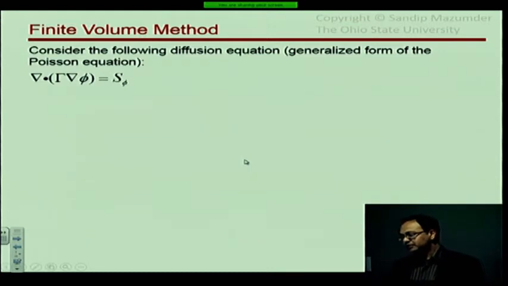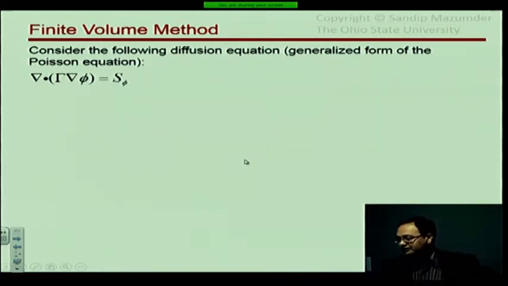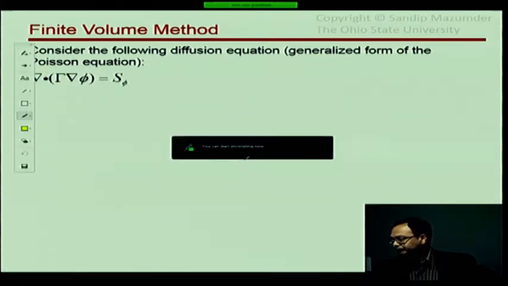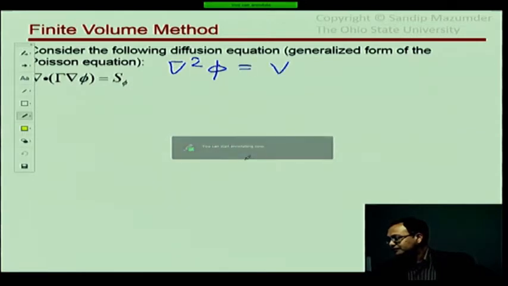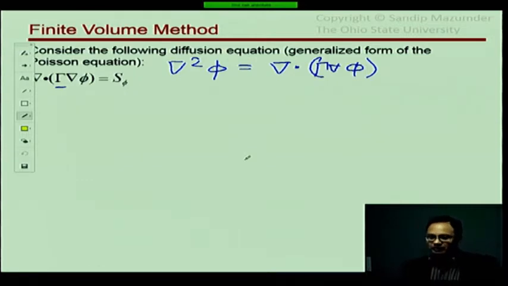We talked about this. From this point onwards, we are going to always write the governing equation in this divergence form, where instead of just writing your Laplacian operator, we are going to write this as the divergence of a gradient. Okay, and we can arbitrarily introduce the scalar quantity gamma in here, so that we have a more generalized form of the Poisson equation. Why?